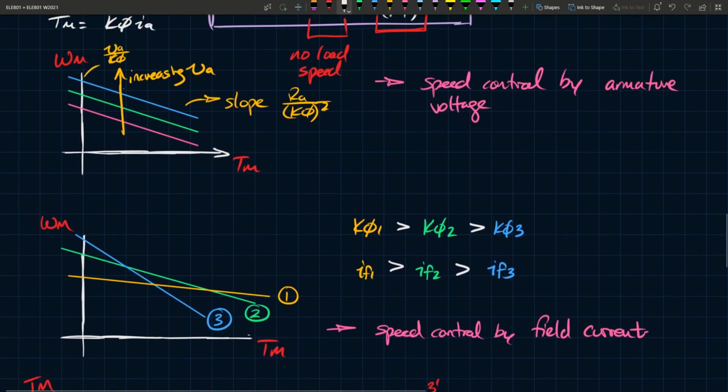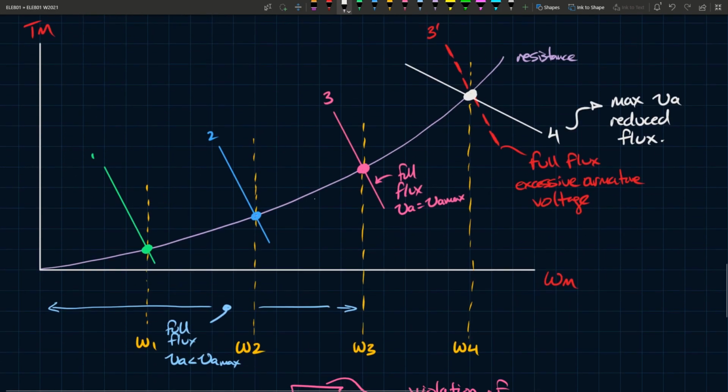So we saw how the armature voltage can increase the no-load speed here, and we saw how the field current can adjust the slope, and then we saw how the combination of the two can be used to achieve different speeds at different operating points. And in the following videos to come, we'll see how we can use all of this to control the speed and torque of a DC machine in order to achieve the characteristics we want in our vehicles.